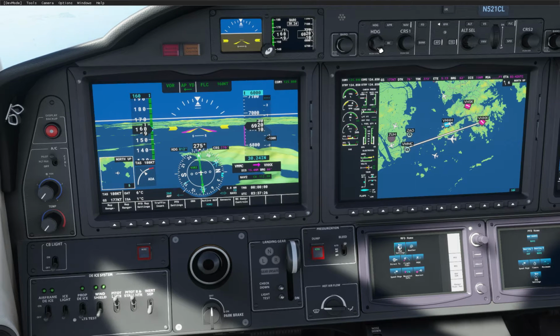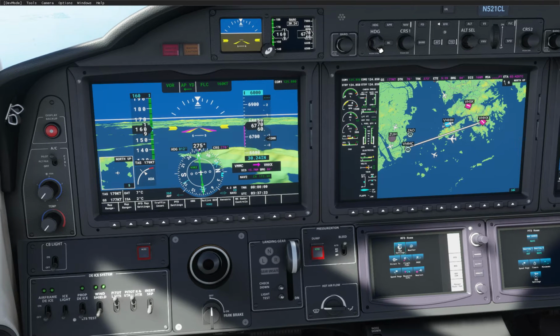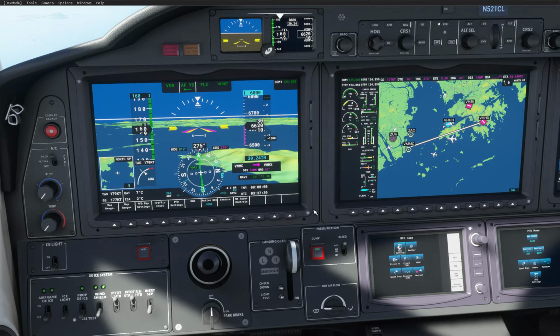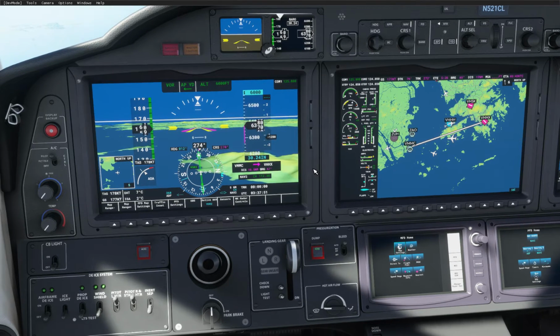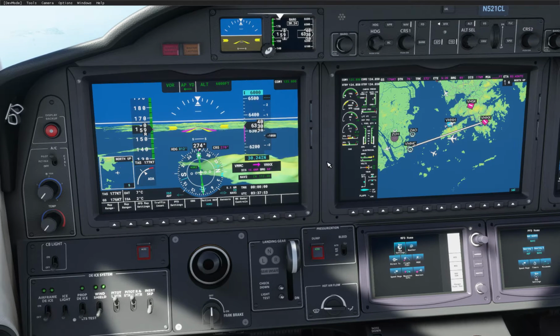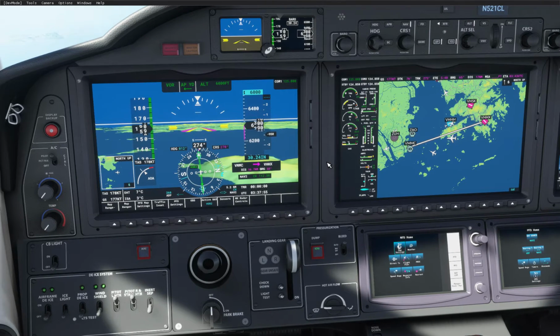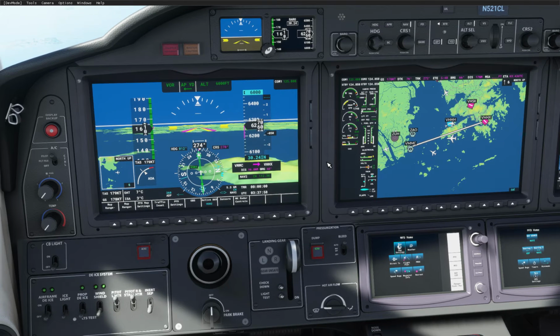Once we start that turn toward the ADF, we're cleared down to 4,500 at the ADF, and then we'll intercept the glide slope of the IGS at 4,500. Supposed to be below 180 knots, so that's looking good. Put a little power as we level off here so we don't get too slow.